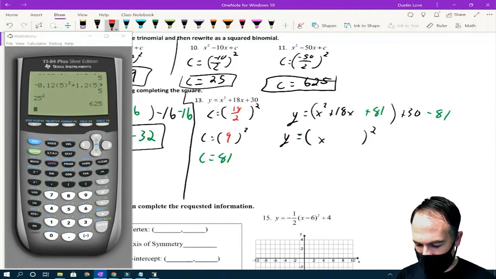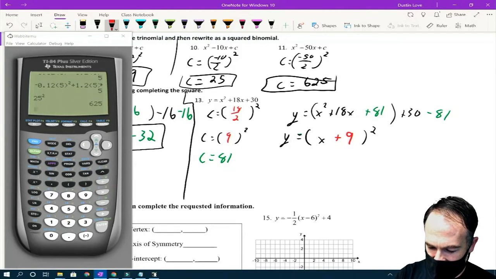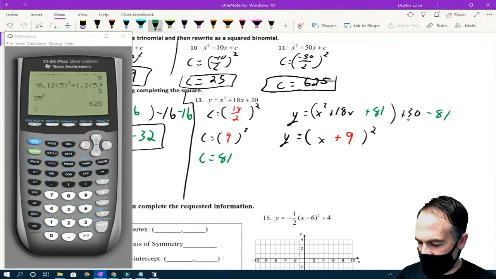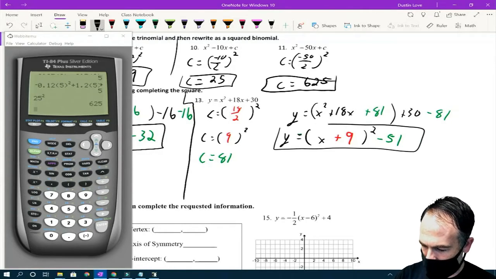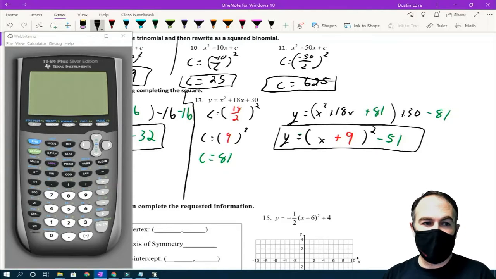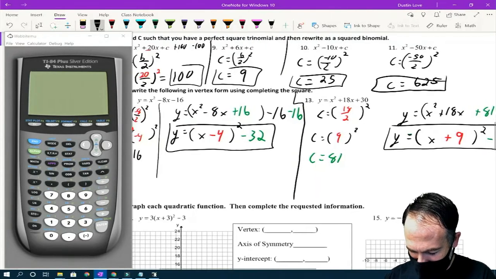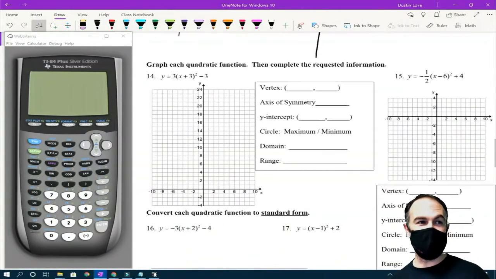Now when this factors down, this 9 will go on the inside. And then 30 minus 81 is minus 51. All right, any questions on that? All right, moving on to just the last page. I also feel like it kind of gets easier from here on out.